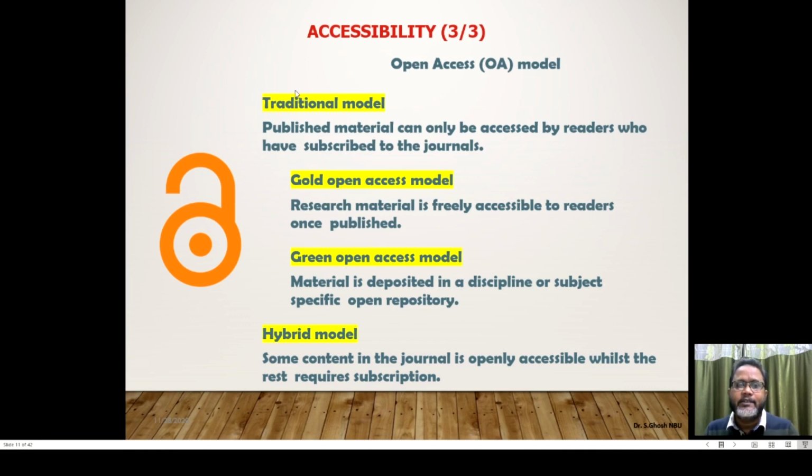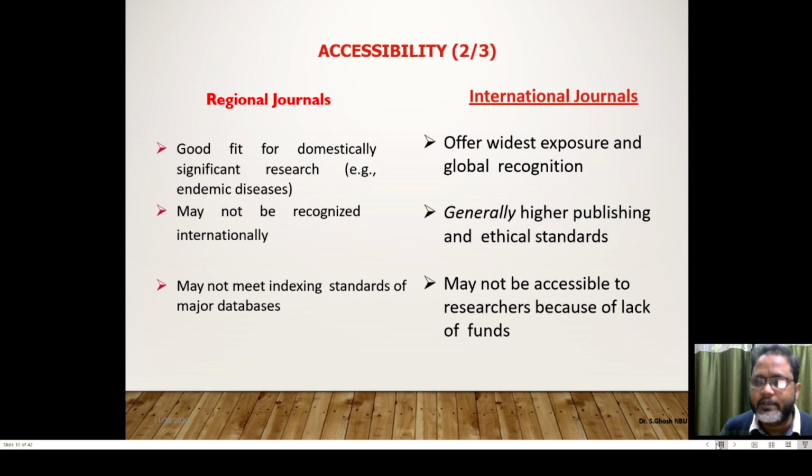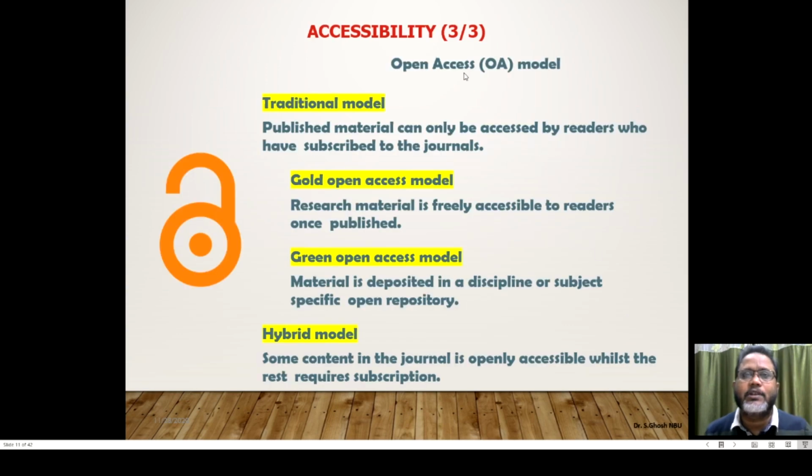And on accessibility, we already discussed the second type, international, and there is a third one. There is another model known as the open access model. In the traditional model, the published materials can be accessed only by the readers who subscribe to the journals. That is, if you have a subscription to the journal, you will get the issues delivered at home, or in your department, or you can get them in the library.